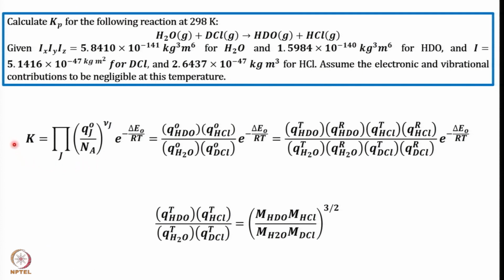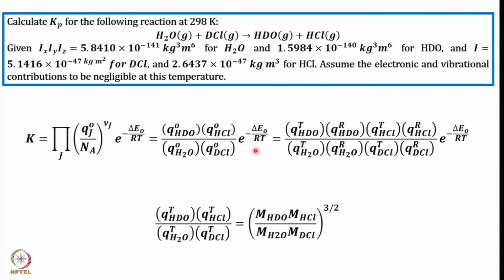This is the usual definition for the equilibrium constant. I said whether you write K or Kp, it doesn't matter, it is the same thing. So you have Qj naught by Na raised to the power stoichiometric number. This is the product. Nu j is positive for products, negative for reactants. You need delta E naught. So when you write it for this reaction, it will be Q naught for HDO, Q naught for HCl divided by Q naught for water into Q naught for DCl. Each Na term gets cancelled, into exponential minus delta E naught by RT.